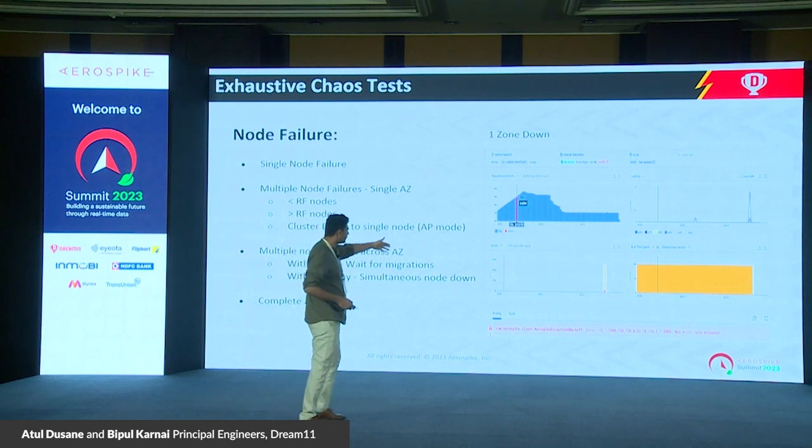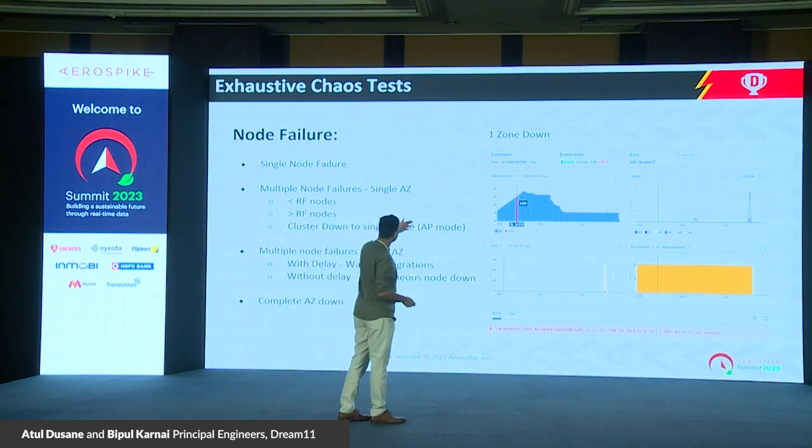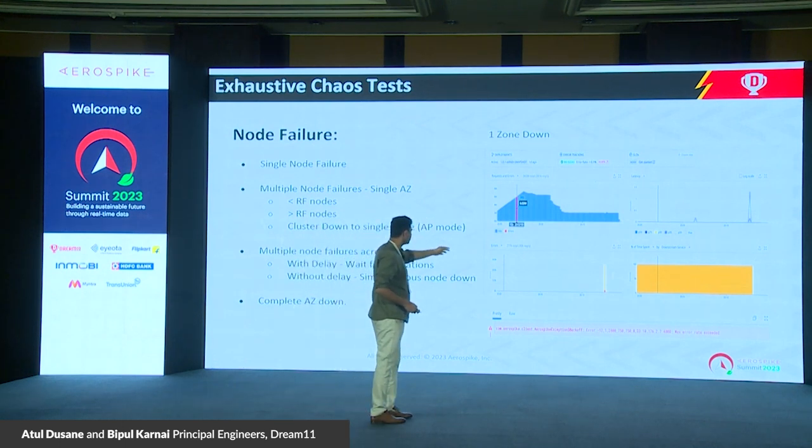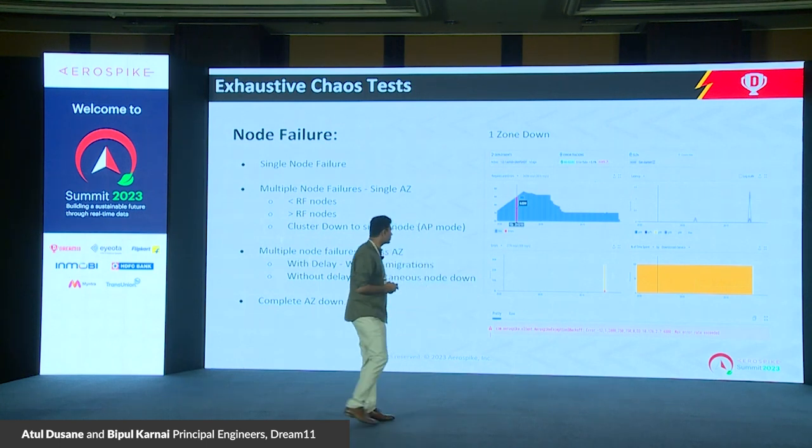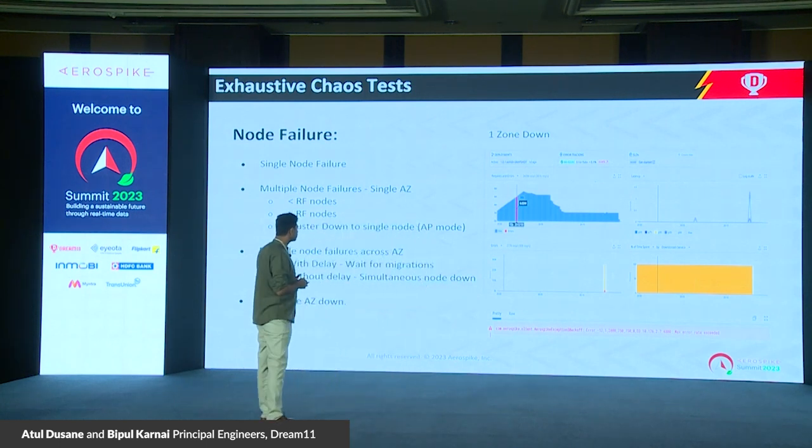Okay, if you see the graph, this is a one zone down failure, and there is just a glitch over here where the latencies have shot up and the error rate has increased, but within the next second it has gone down. So this is very good for us.